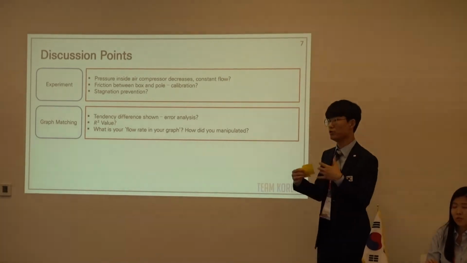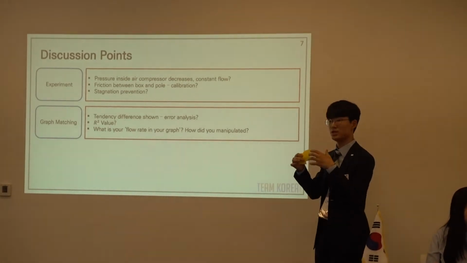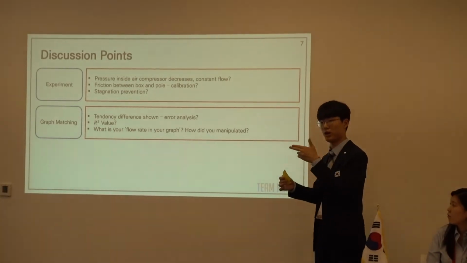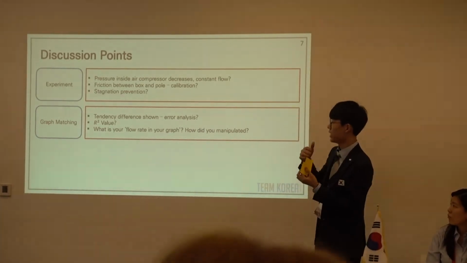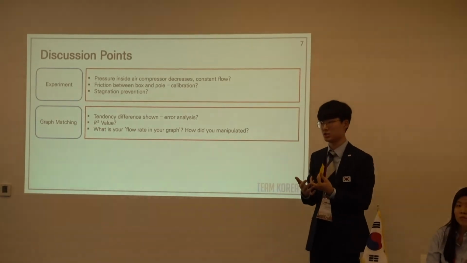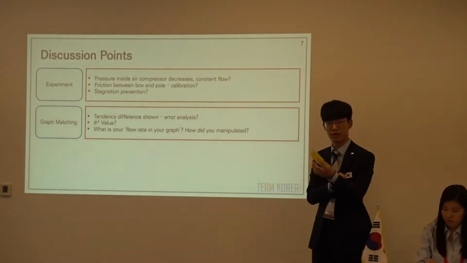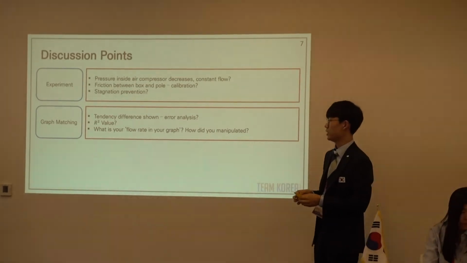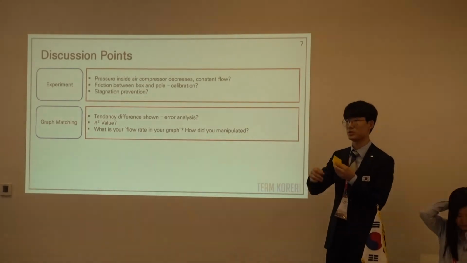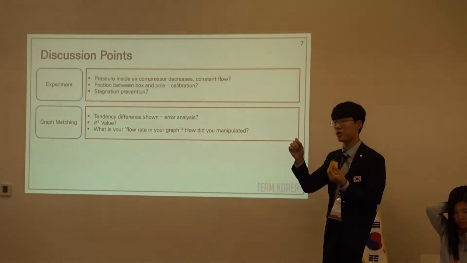And next, moving on to the experiment. Since the pressure inside the air decreases as we provide the airflow, I'd like to elaborate more about the constant flow. And I'd like to discuss more about the stagnation zone prevention that they mentioned when they mentioned the baffle. And next, for the graph matching, I'd like to discuss the tendency difference that's shown between the experimental graph and the theoretical graph.